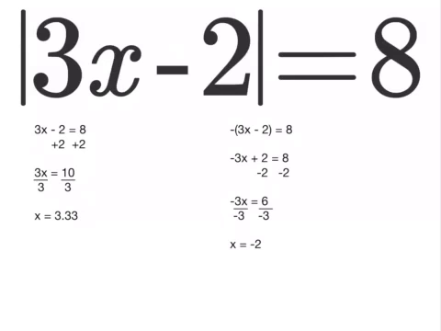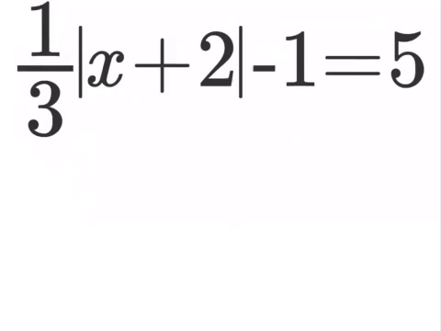Our final equation that we're going to do is 1/3 of the absolute value of x plus 2, minus 1 equals 5. Now a lot of people would naturally want to first distribute that 1/3 into the x plus 2, but I'm going to tell us to wait and hold off on that. Instead, the first step I would recommend is just adding 1 to both sides. That means 1/3 of the absolute value of x plus 2 equals 6.